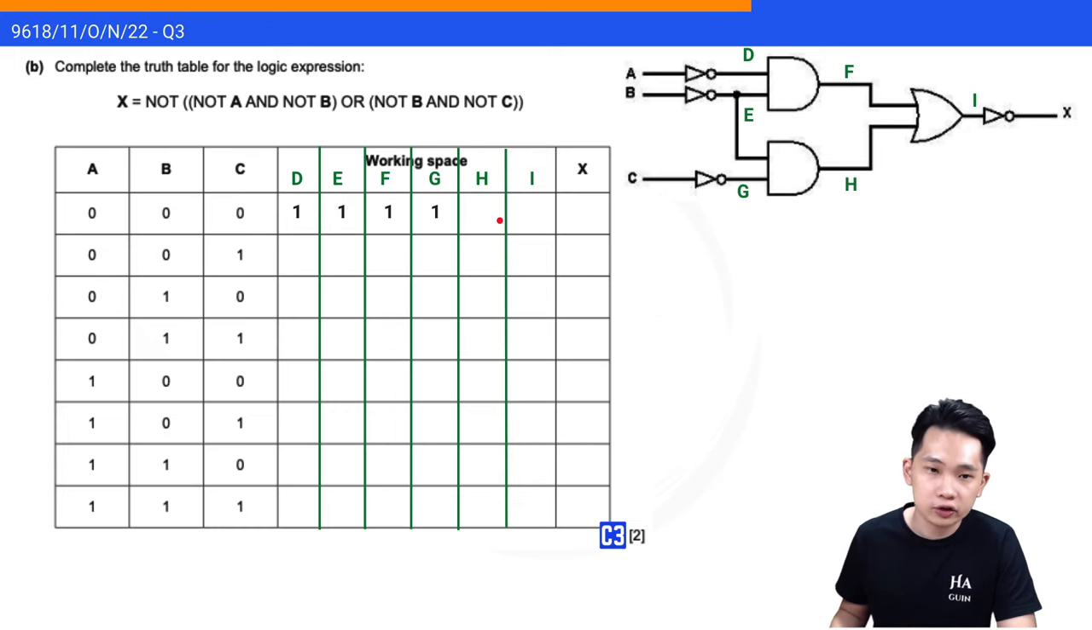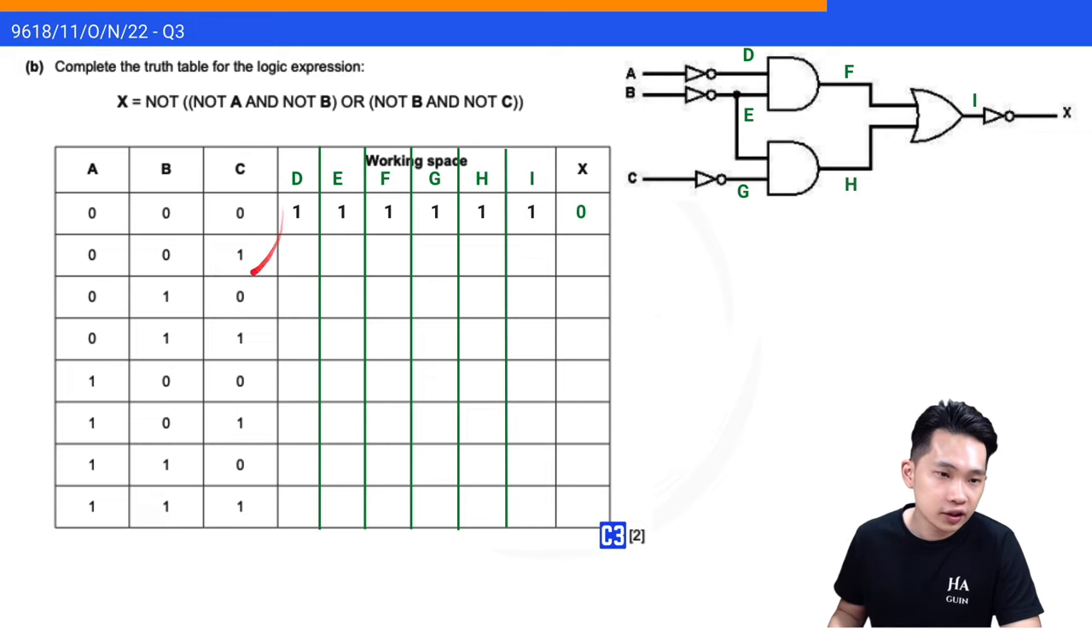And then H is gonna be E and G as an input. So E is 1 and G is 1. So 1 and 1 for AND gate, H is gonna be 1. And then finally for I here, the input will be F and H. So 1 and 1, the output is gonna be 1 since this is an OR gate. And next for X, X is a NOT gate of I. So the output will be 0 here. So this is how we can compute the intermediate table based on the inputs.